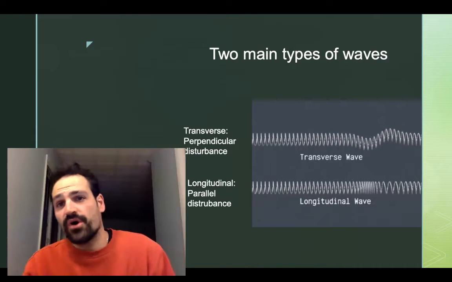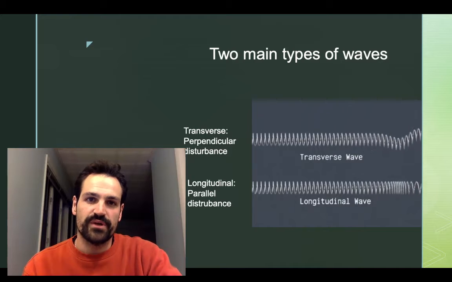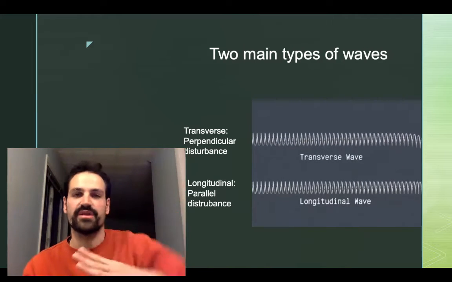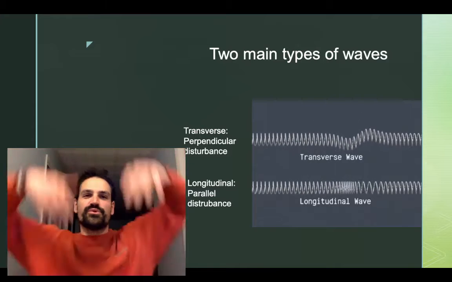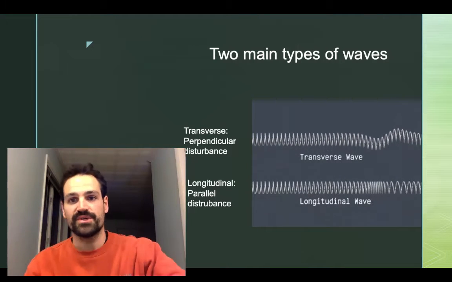Alright, so to start off with, there are two main types of waves. You can have a transverse wave or a longitudinal wave. And a transverse wave, that's the wave you kind of think of. The wave you see at an ocean, the wave you do at a ball field. It's where the disturbance is perpendicular.